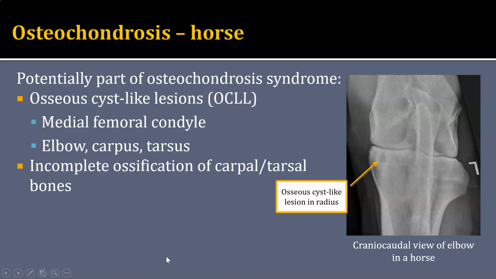And then we're also later going to talk about a process called incomplete ossification of the carpal or tarsal bones, also known as cuboidal bone disease, which many people think is part of the osteochondrosis syndrome or complex.